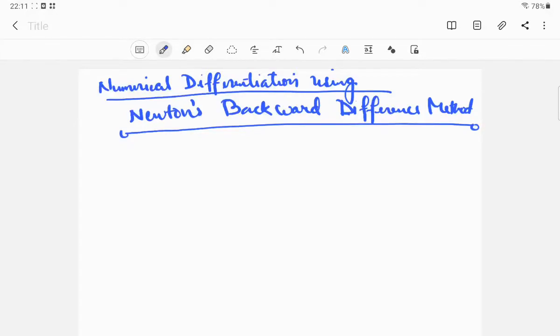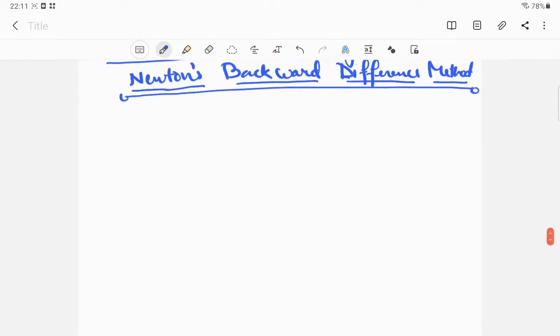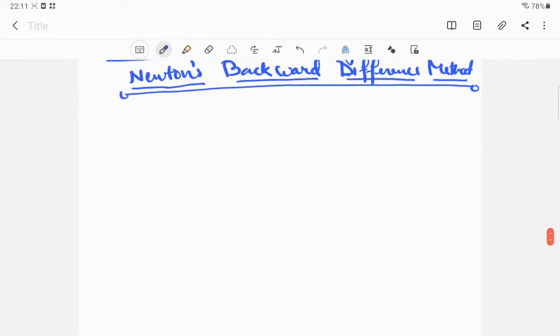Students, now let us move on to another part of the syllabus. It is numerical differentiation using Newton's backward difference method. As you know, we have already done Newton's forward difference method. So we are again going to repeat a similar type of derivation, but in a backward way. I will tell you what it means when we say it is a backward method.